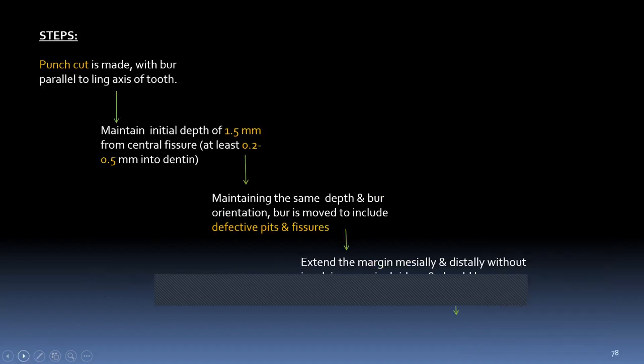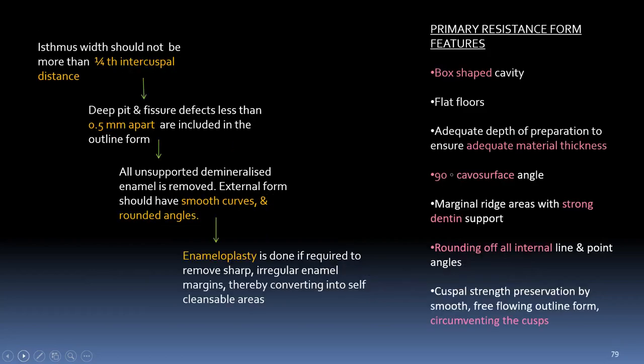The steps should be: the initial punch cut is made with the burr parallel to the long axis of the tooth, and we have to maintain the initial depth of 1.5 millimeter from the central fissure, at least 0.2 to 0.5 millimeter into dentin. Then we have to maintain the same depth and burr orientation. The burr is moved to include the defective pits and fissures. Then extend the margin mesially as well as distally without involving the marginal ridges, and it should have a dovetail shape for retention. Then the isthmus width should not be more than 1/4 intercuspal distance, and the deep pit and fissure defects less than 0.5 millimeter apart are included in the outline form.